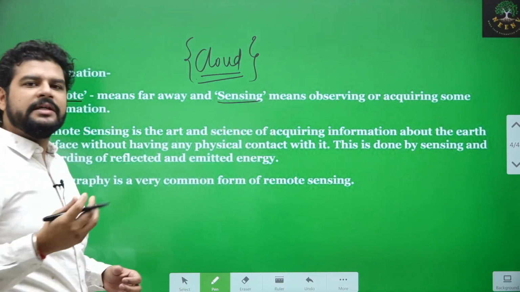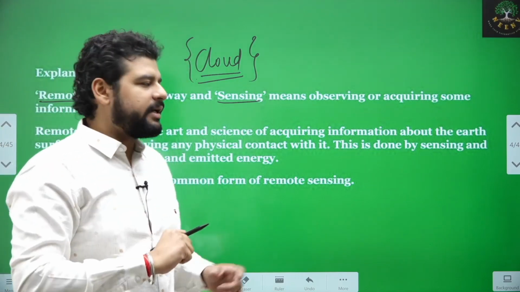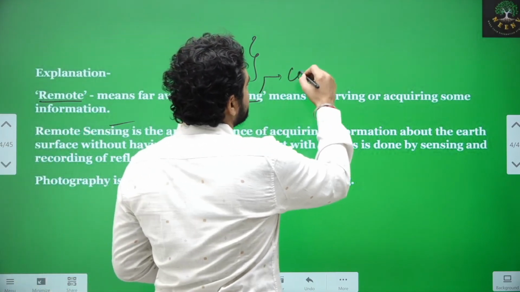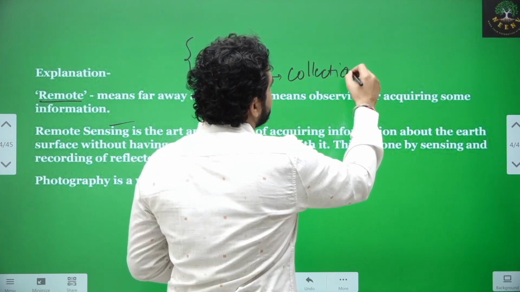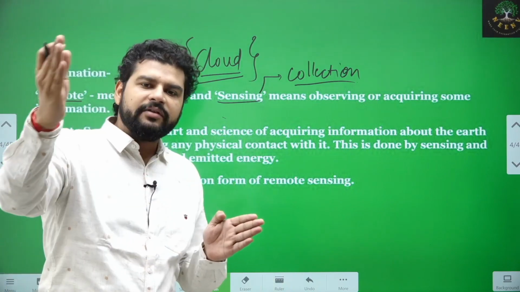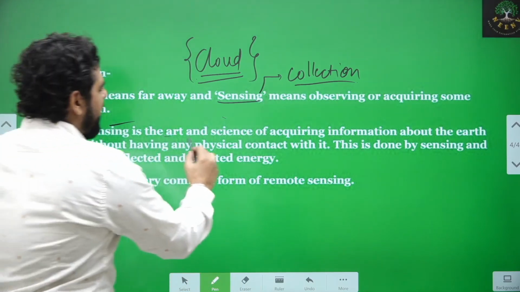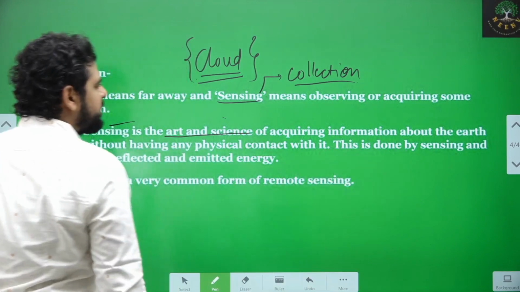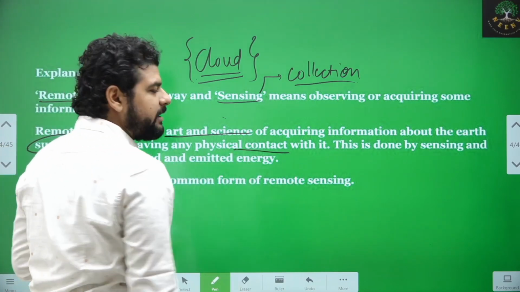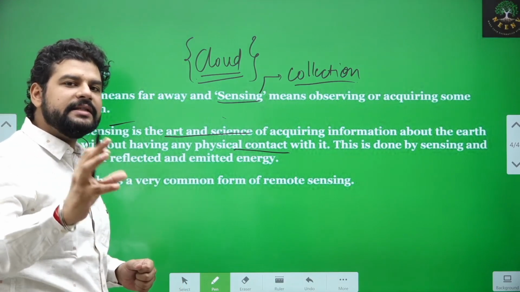Sensing means you get to know the data, but you are not actually there. So sensing means collecting data. When this collection of data is done by being far away from the location, it is called remote sensing. So it's the art and science of acquiring information about the Earth's surface without having any physical contact with the Earth's surface. So I hope now you understand remote sensing satellites.